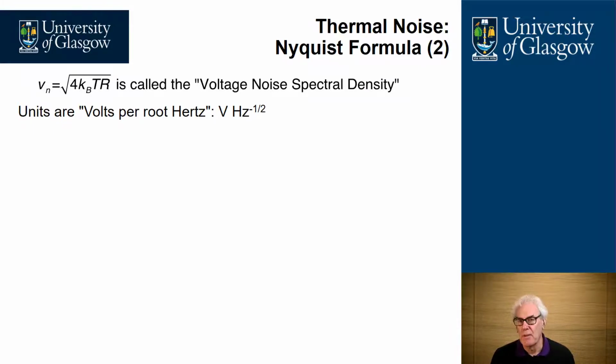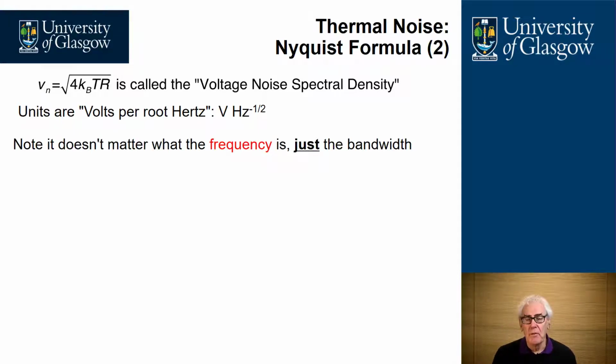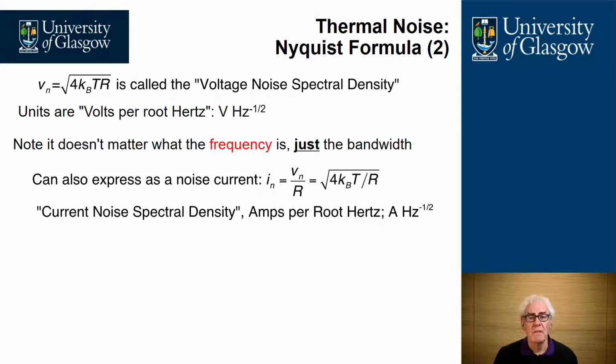We're not considering bandwidth at the moment, and that's why we often separate out the bandwidth in noise calculations, so we can easily adjust for the effect of different bandwidths. From previous lectures, you know that it doesn't matter what the frequency is, it only matters what the bandwidth is. And we can also express this as a noise current, which is 4kT divided by the resistance, and then take the square root of it. Current noise spectral density is always in amps per root hertz, and you can see this quoted in many data sheets for op-amps or other amplifiers.